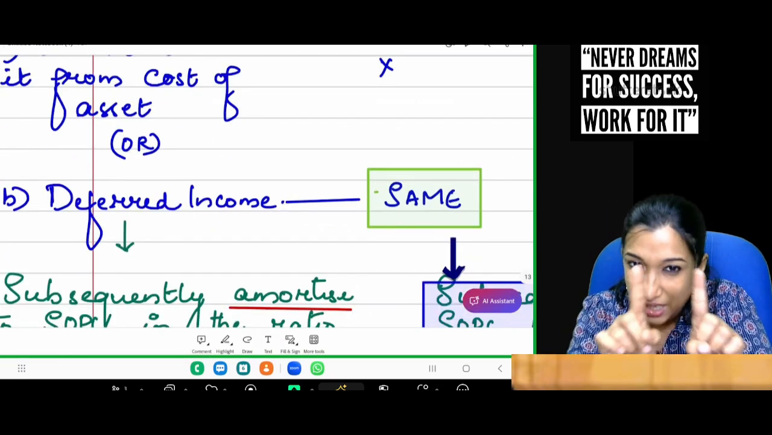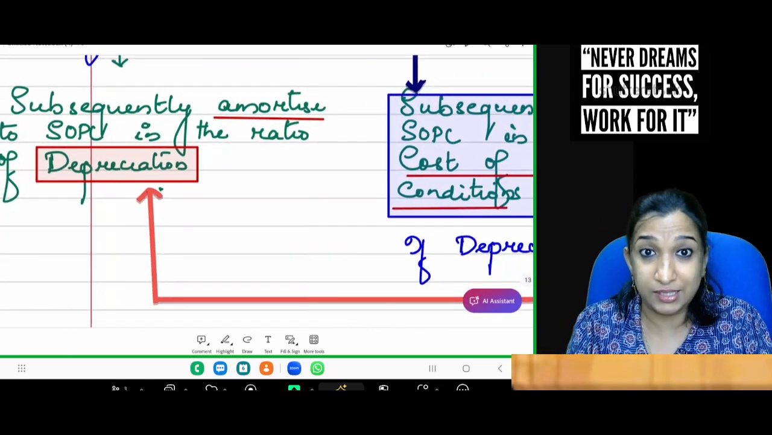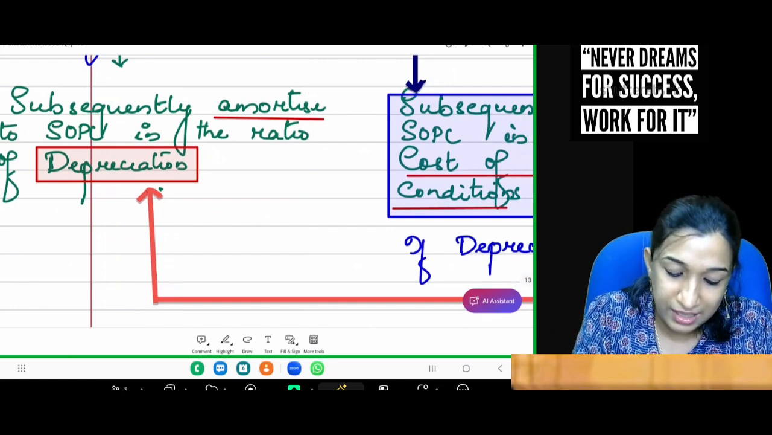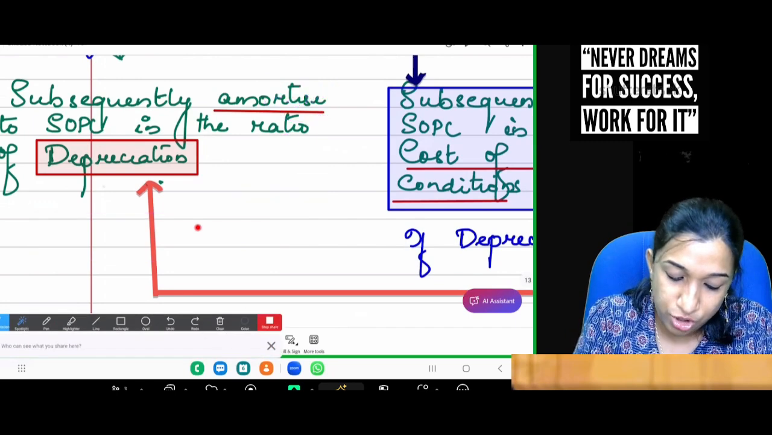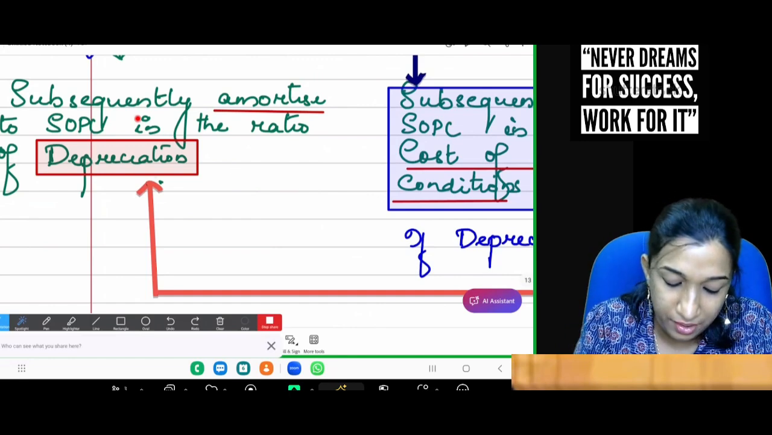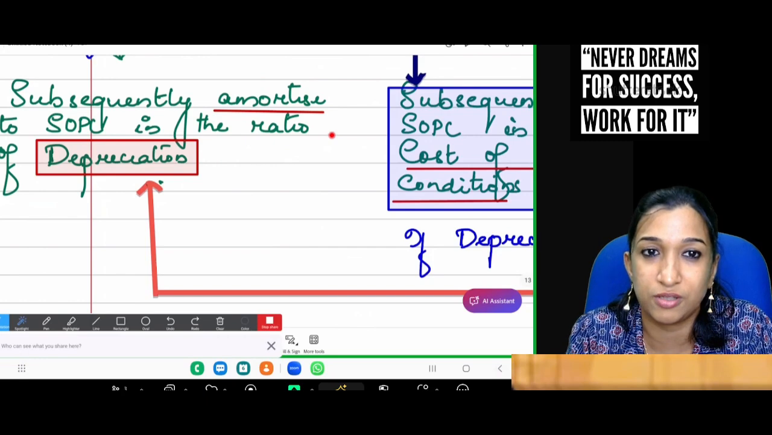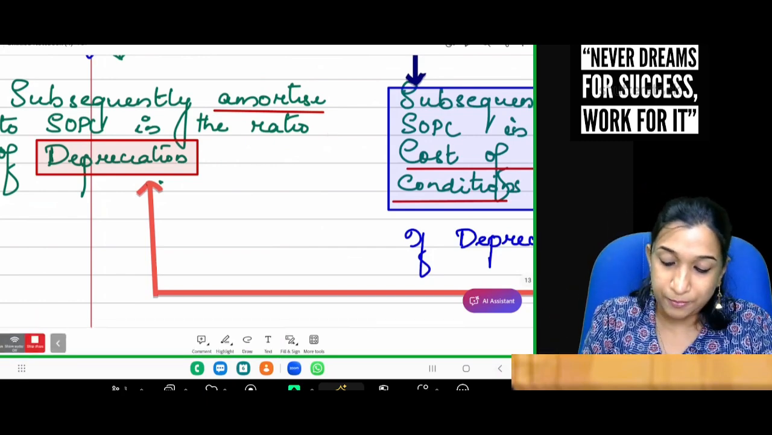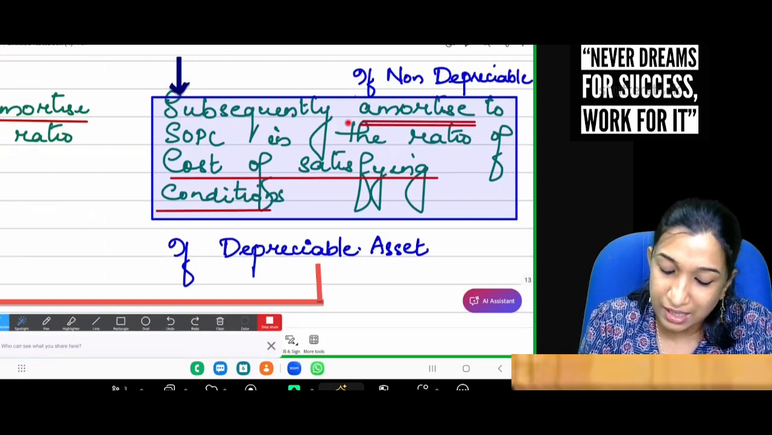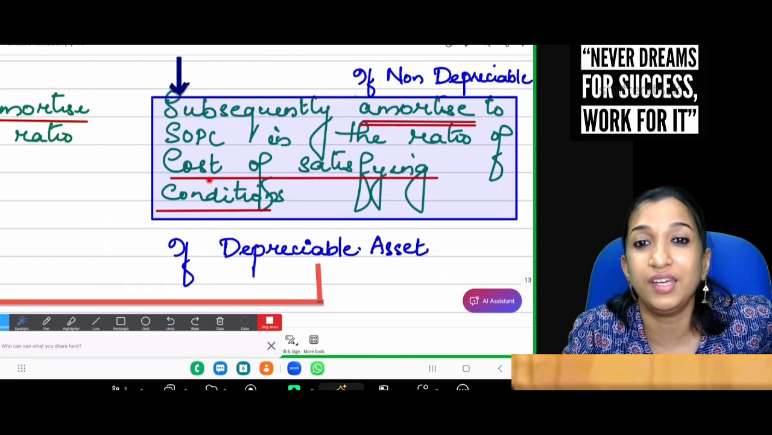If deferred income, the journal entry is bank to grant, which you passed. Correct. If deferred income is related to a depreciable asset, then it is amortized to the statement of P&L in the ratio of depreciation. But if it is a non-depreciable asset, it is amortized to the statement of P&L in the ratio of, because there is no depreciation, the cost of satisfying conditions.